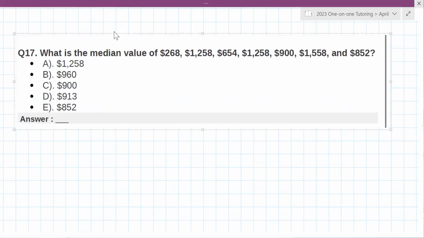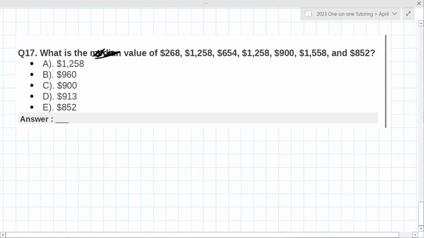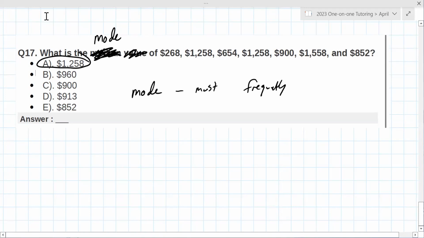All right, now let's talk about the other thing they're going to ask you about, which I will change one word. It all comes down to one word. What is the mode of the data set? Mode is the one that occurs most frequently. That's the 1258. Very good. All right, good.